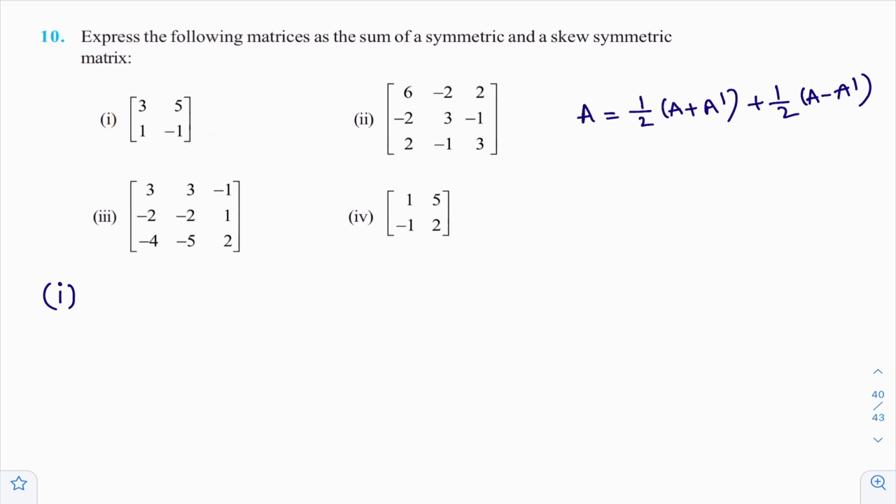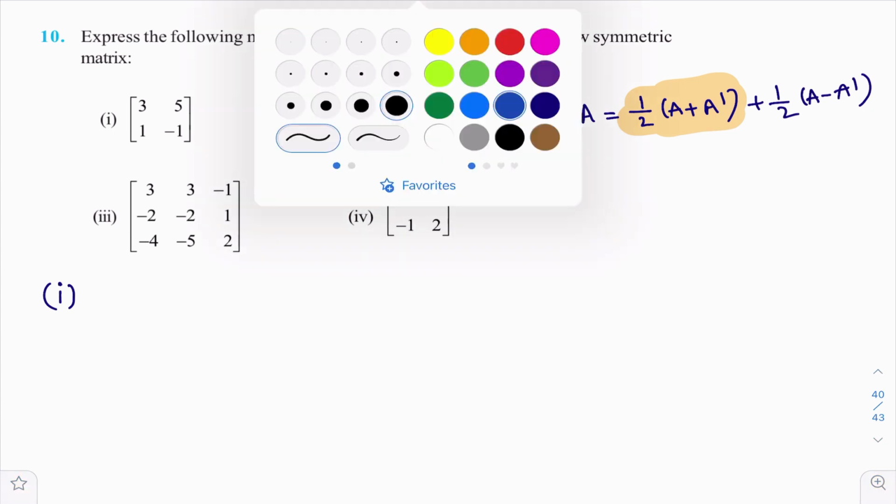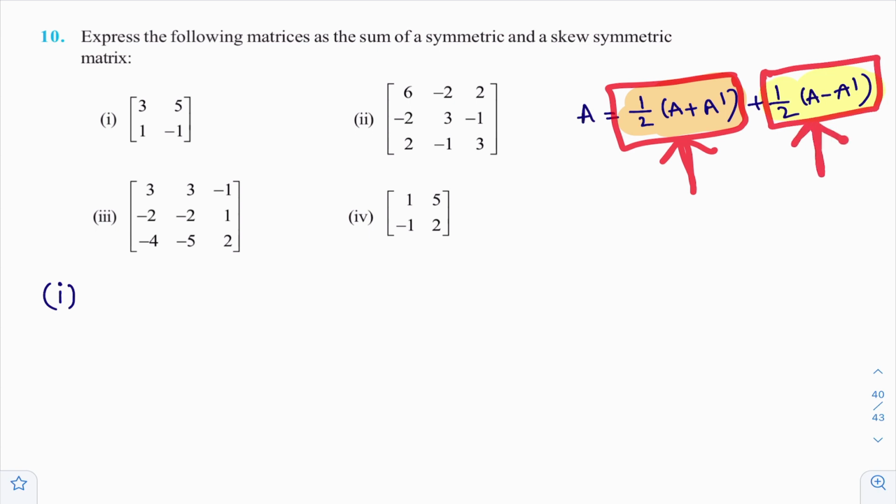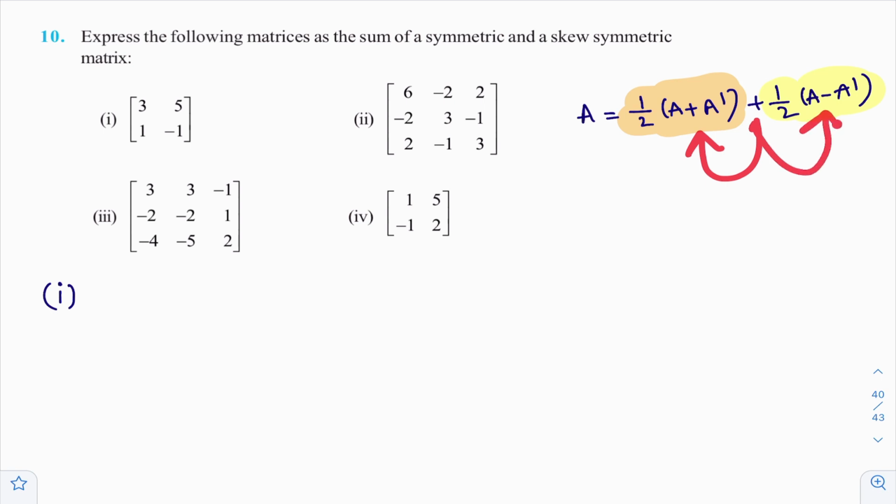What this problem I'll do in three steps. Step number one, I'll calculate half into A plus A dash. Next, I'll calculate half into A minus A dash. Third step, I'll add these two matrices. After adding these two matrices, again I'll get the given matrix. Here, what points you need to know? Half into A plus A dash is a symmetric matrix, that we did in the theorem. Half into A minus A dash is a skew symmetric matrix. They are asking us to express the given matrix as sum of symmetric and skew symmetric matrix.